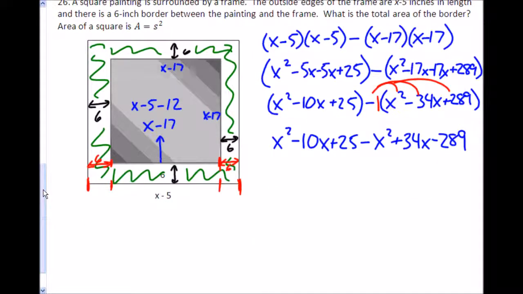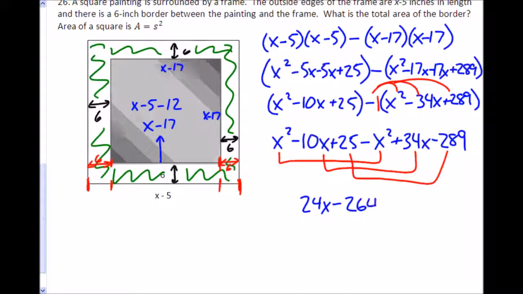Now it becomes addition. The x squared minus x squared when I combine these gives me a 0. The negative 10x and the 34x gives me a positive 24x. And then the 25 minus the 289 gives me a negative 264. And that's it. That's the area of that border. I take the area of the larger square minus the area of the smaller square.